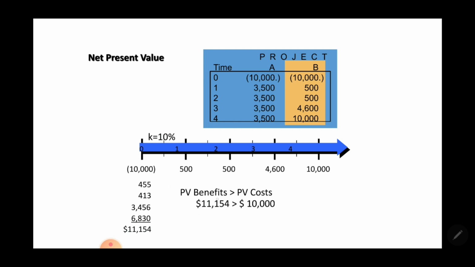So if you look at the benefits, the cash inflows are actually greater than the cost of 10,000. So the NPV over here will be positive. It is greater than 0. So basically the formula for NPV is, let me write it over here.